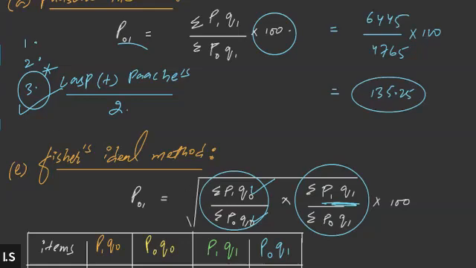Sir, what if they don't tell you to do Laspeyres and Paasche? In that case, you will have to find out by applying the Fisher's ideal method. This alternative only works when you already have the answers as per the Laspeyres and the Paasche method. But if you are not required to find out the index number as per Laspeyres and Paasche, then you will have to apply the formula and calculate the index number as per Fisher's ideal method.